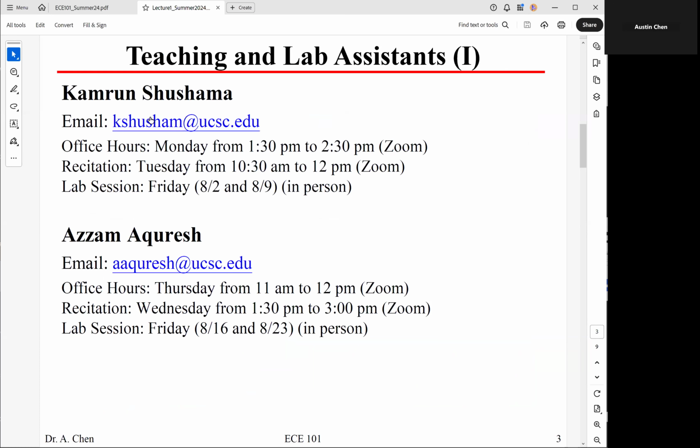We have two TAs, Cameron and Assam, for this course. They will also be your lab instructors. They will be holding office hours on Monday and Thursday, recitation sessions on Tuesday and Wednesday, and lastly, the lab session on Friday.